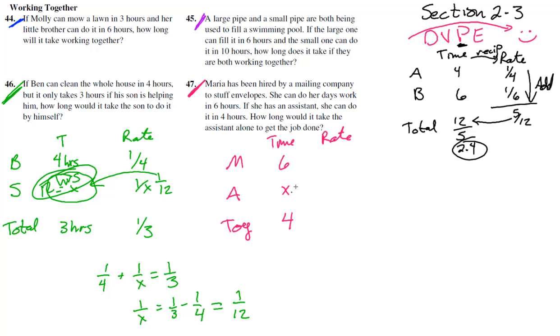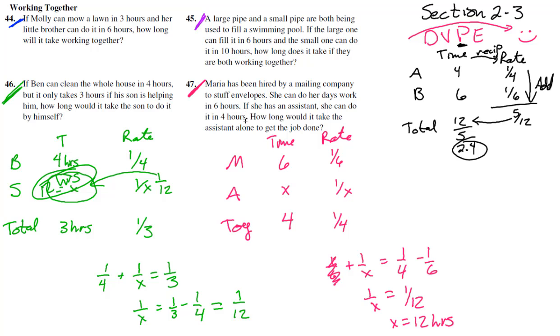So there's our X. So again, turn it into the rate, 1/6, and this is together 1/4, and this would be the 1 over X. Now we know that it's 1/6 plus 1 over X equals 1 over 4. Let's subtract 1 over 6 from both sides, and that guy's gone, and we get 1 over X equals 1/4 minus 1/6. This is 3/12 minus 2/12 is 1/12, and we get X equals, hey, same thing, 12 hours. That was kind of interesting that both 46 and 47 were 12 hours. Alrighty, nice job.